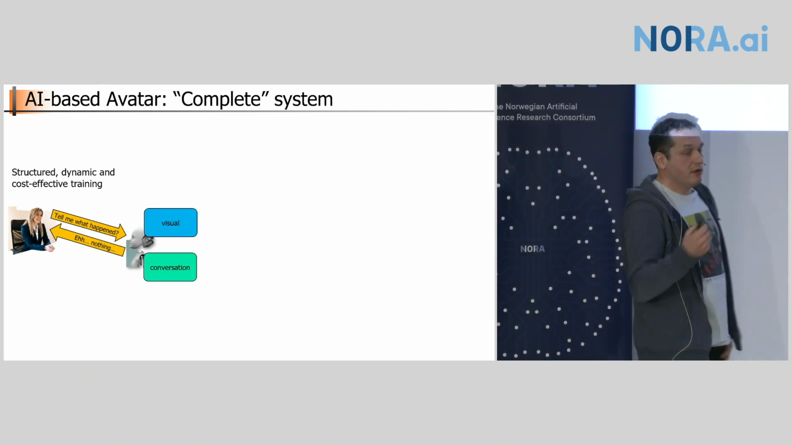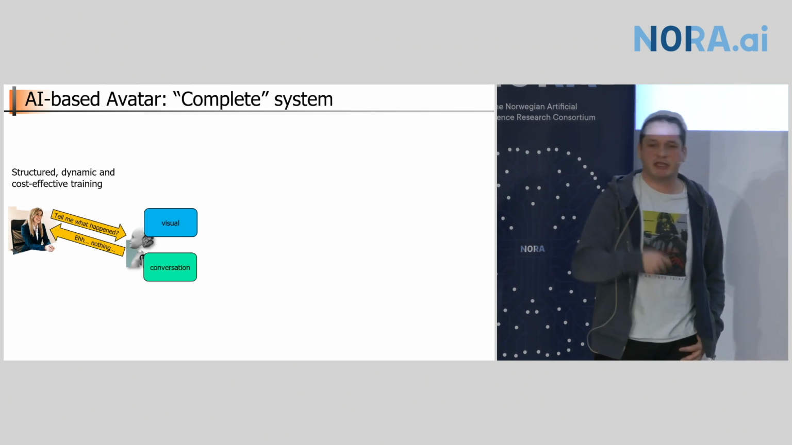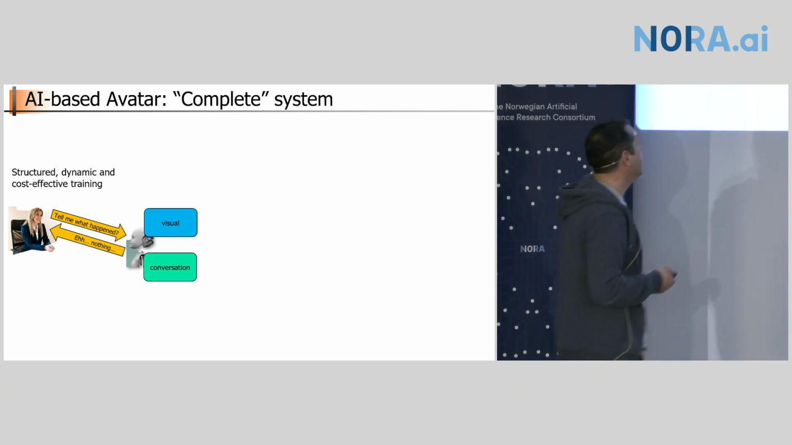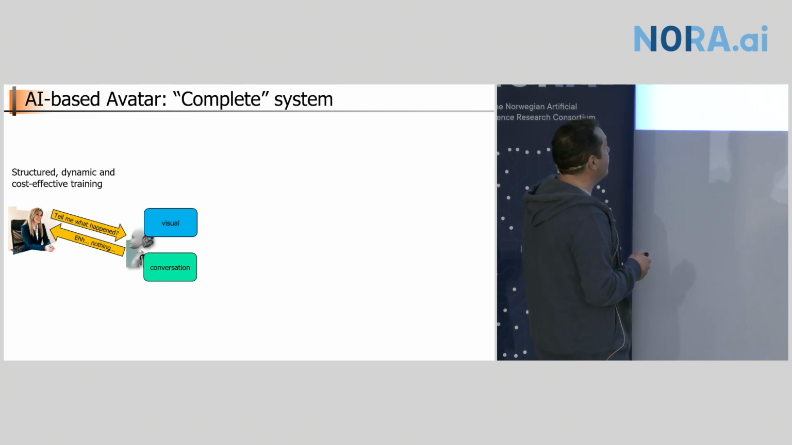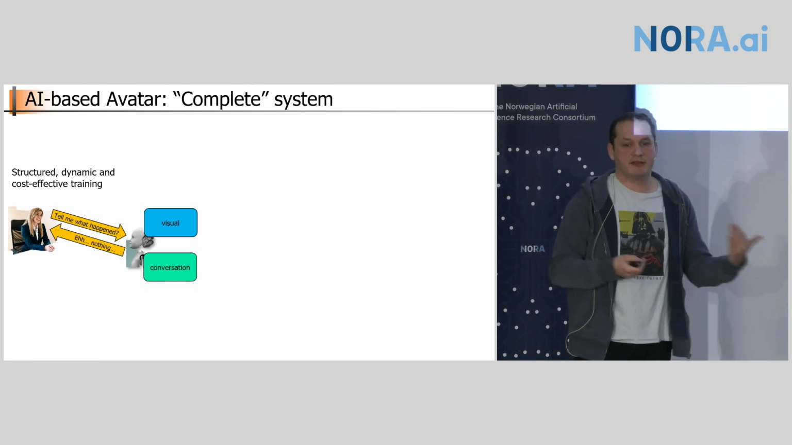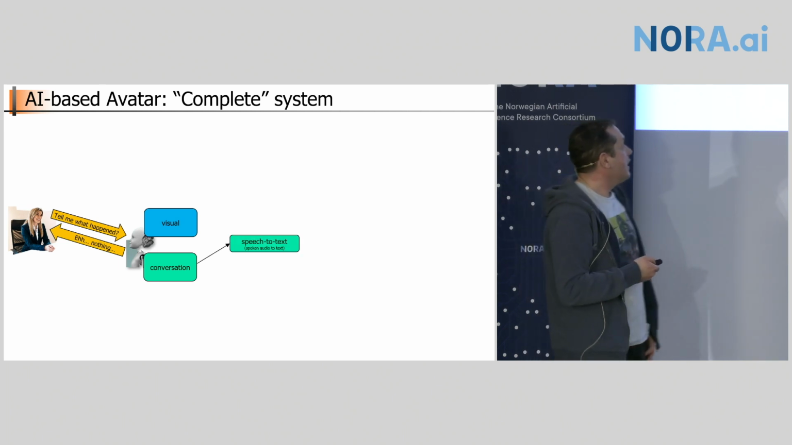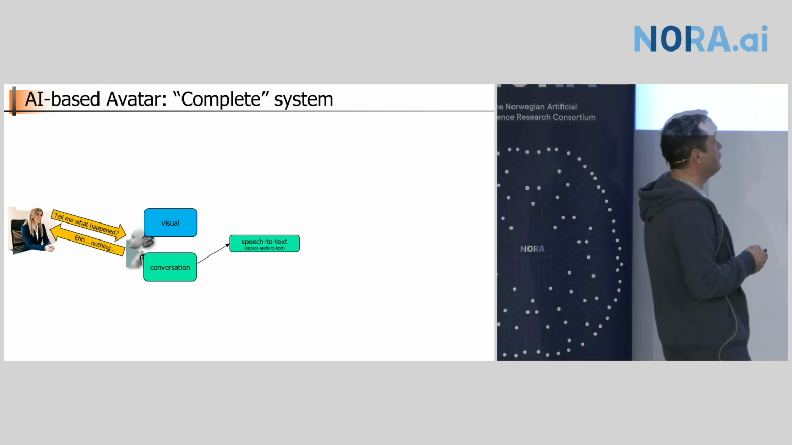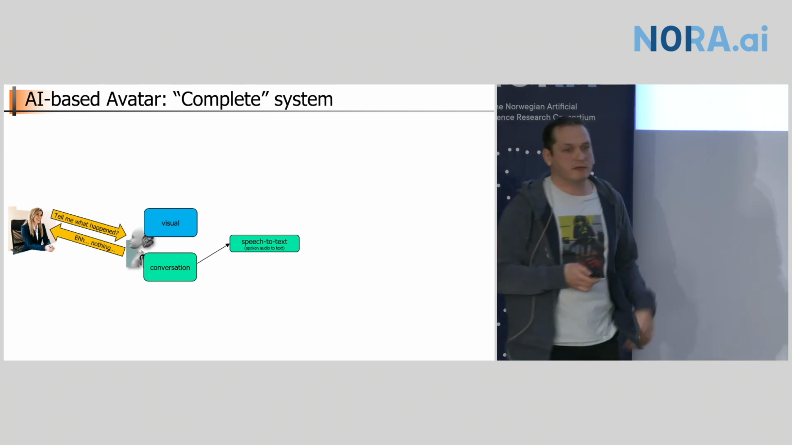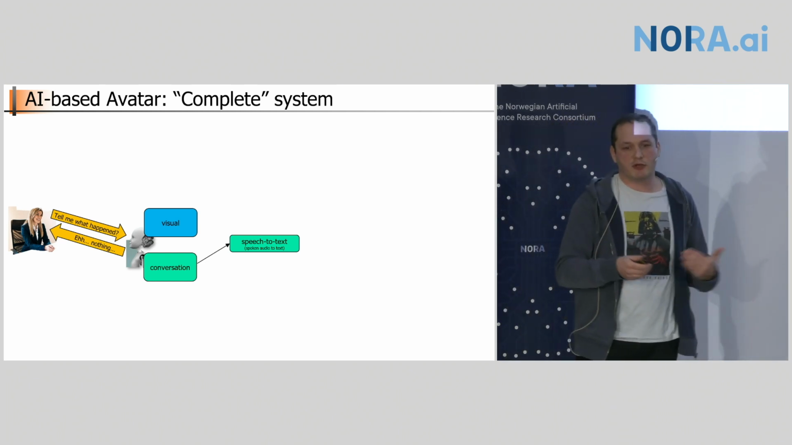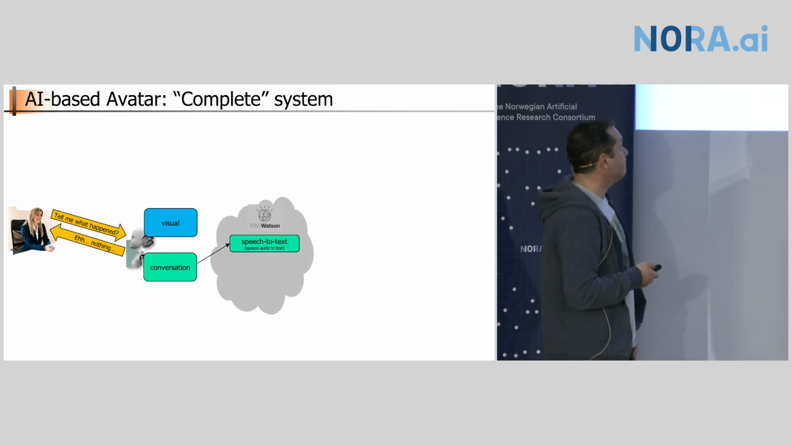And if you do follow-up training and refreshing, that can actually improve again the skills. So what we need for this is basically we need the visual part, because we need some visual feedback, and then we also need the conversation part. For the conversation, we needed to do speech-to-text, because, of course, you can also type, but it's more natural if you can actually talk to the system.